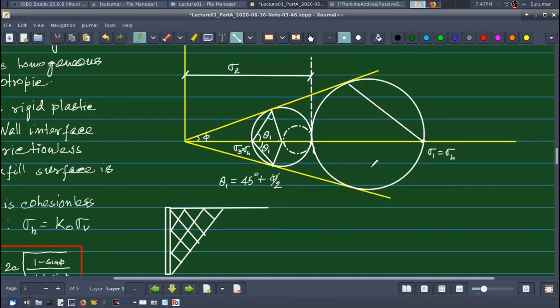Say this is the line showing failure, the angle of the failure plane. And now if I draw a perpendicular at this point, this is my center of the Mohr circle, and therefore this angle is my 90 plus phi. This is my theta, say 90 plus phi.